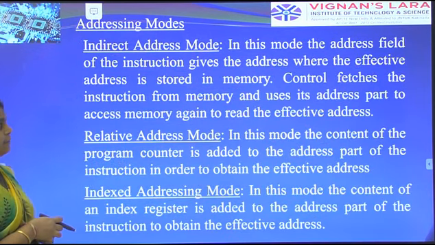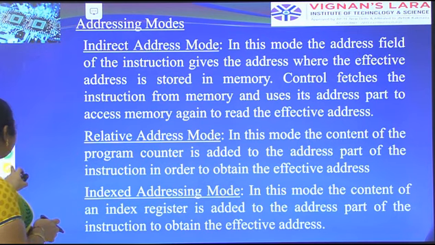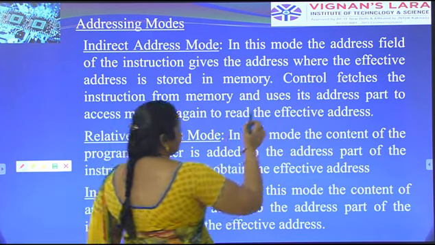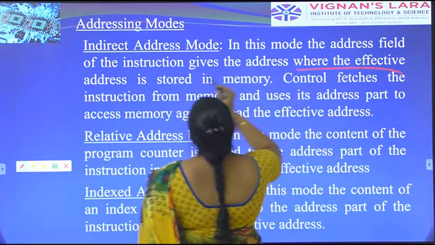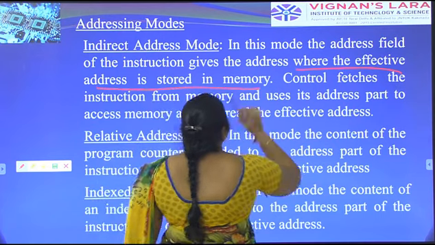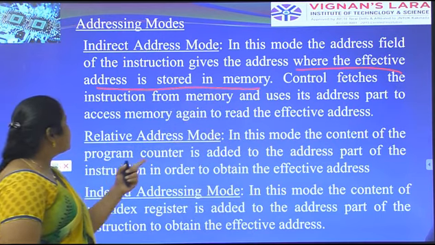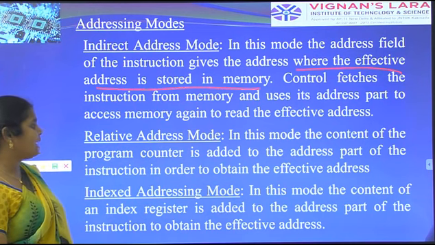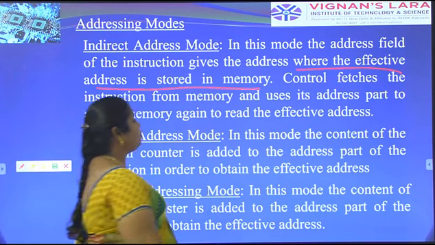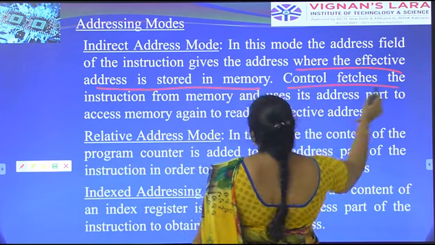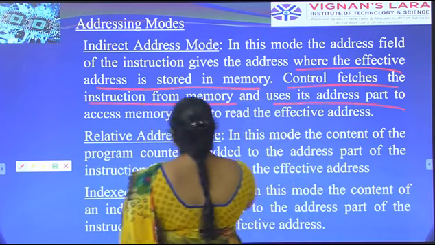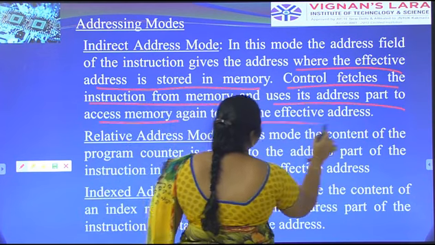Next, indirect addressing mode. In this mode, the address field of the instruction gives the address where the effective address is stored in the memory. Control fetches the instruction from the memory and uses its address part to access memory again to read the effective address.